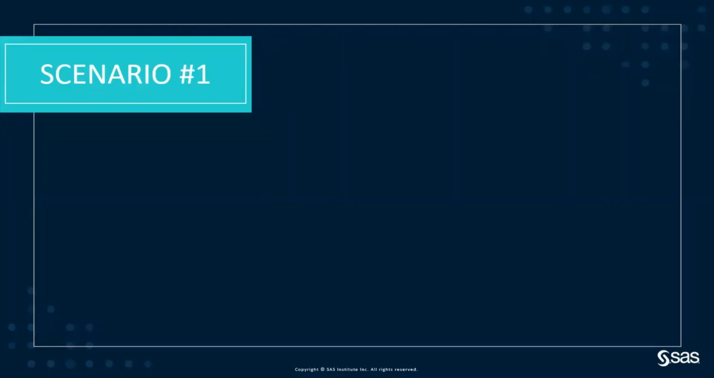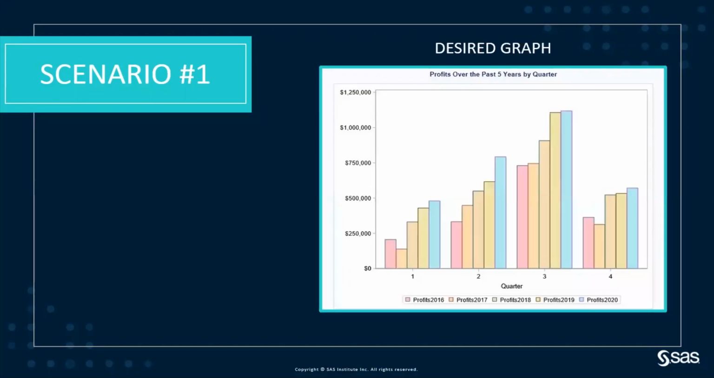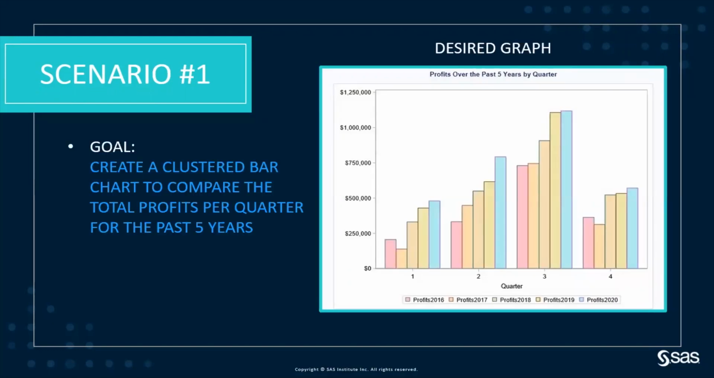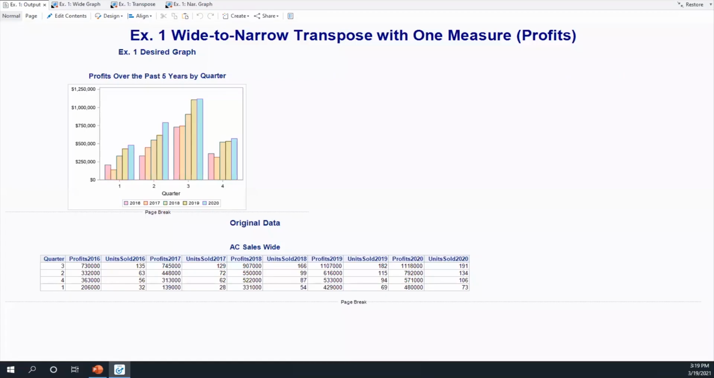So let's get started with scenario number 1. Our goal in this scenario is to create a clustered bar chart to compare the total profits per quarter for the past 5 years. Now the data is coming to us in the wide form, and keep in mind we only need to worry about profits right now. We don't need to do anything with units sold just yet. So let's switch over to our SAS session and get to programming.